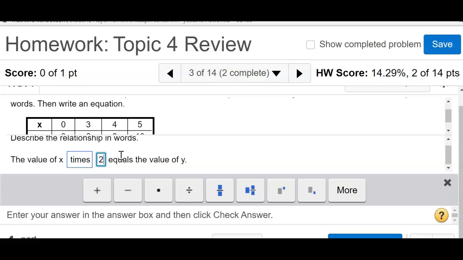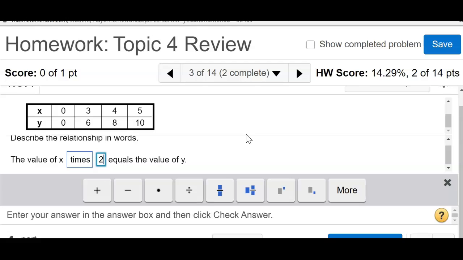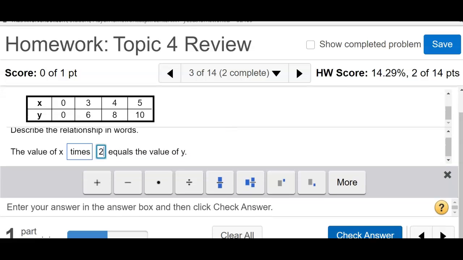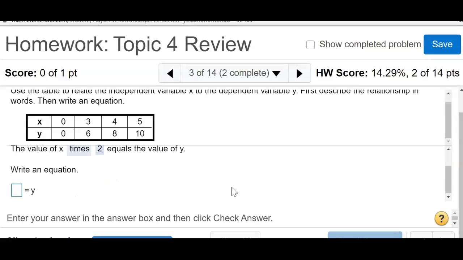Okay, so if you look at it, the value of x is 0 times 2. Does that equal 0? Which is y. Yes. You got to check how many? 3. Okay? 3 times 2. Does that give us 6? Yes. 4 times 2 gives us 8. Yes. All right, the next part of the question is write your answer. Or, I'm sorry, not write your answer. Write the equation with equals y.